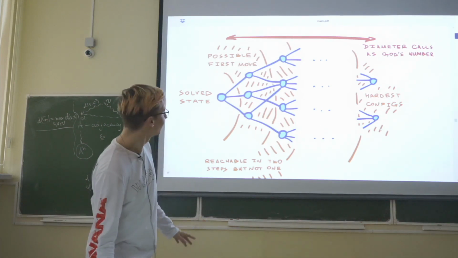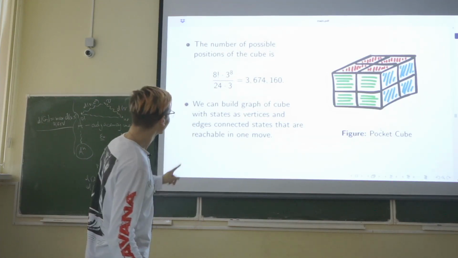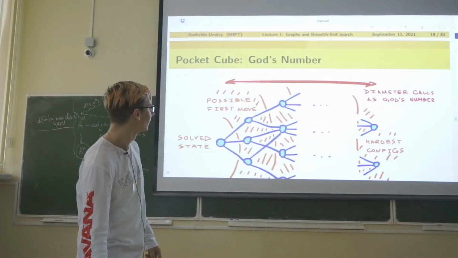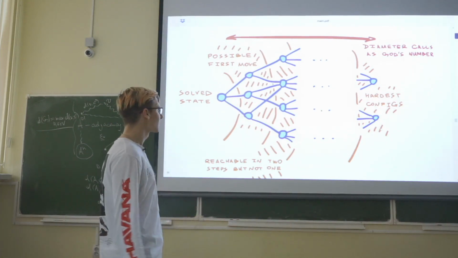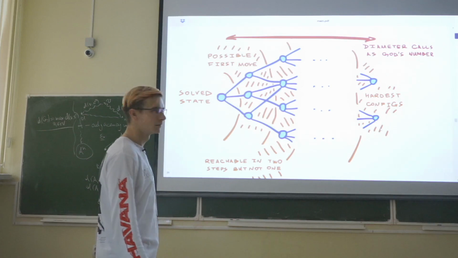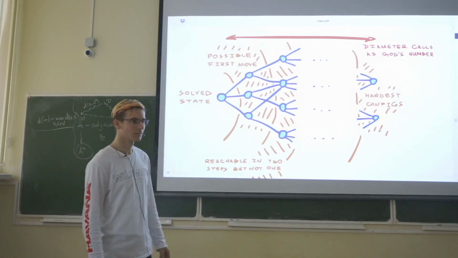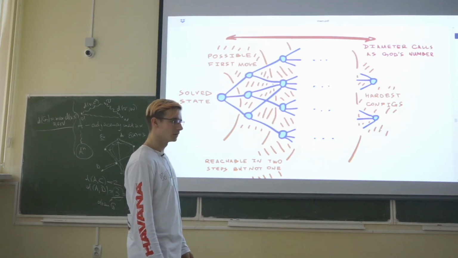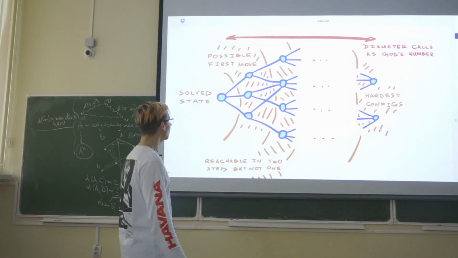Okay, the graph contains more than 3 million vertices. And what is the diameter? The longest path between two vertices. It can be. I don't know how to visualize the pocket cube as a graph. First of all, a simple solved form. Solved state. How can I represent the cube in a graph? That I can't.